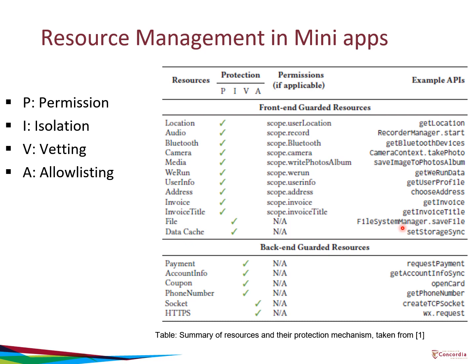Front-end guarded resources: a front-end resource can be protected by either the permission mechanism, P, from both the host application and the underlying operating system, or just the isolation mechanism, I, from the operating system. To be more specific, the front end of a super app can use the permission mechanism, P, to check whether a given mini app has the corresponding permissions when accessing a protected resource.